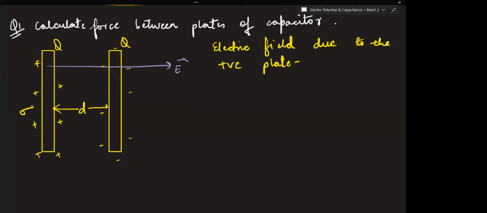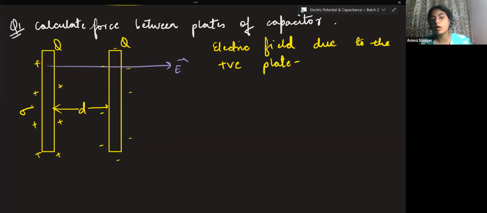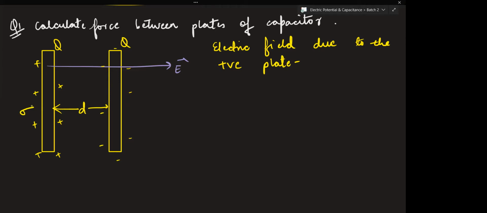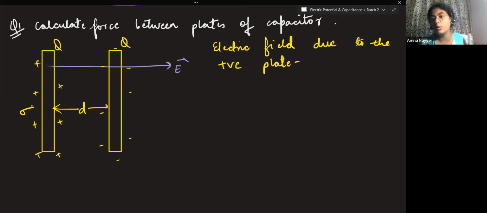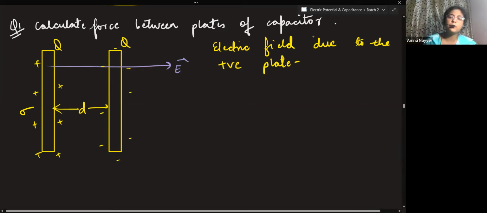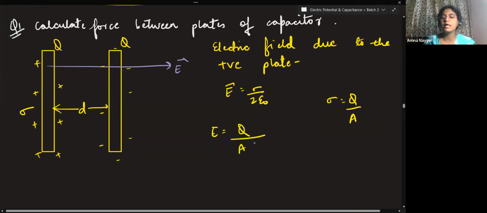Sigma by 2 epsilon naught for a single plate. When we had considered both the plates, then only we took sigma by epsilon naught, because sigma by 2 epsilon naught plus sigma by 2 epsilon naught gave us sigma by epsilon naught. So because of the positive plate, it will be sigma by 2 epsilon naught only. Sigma you can write as charge by area, so the electric field will be charge by area, 2 times epsilon naught.